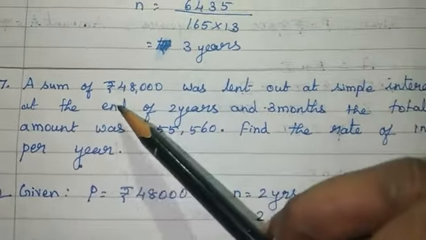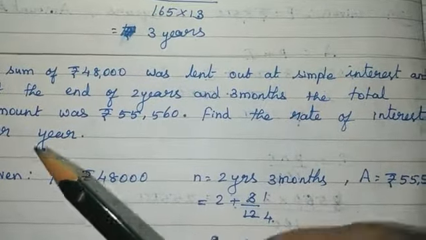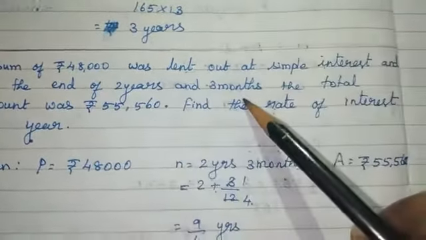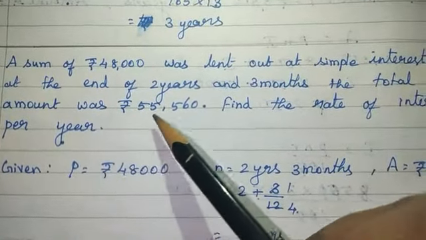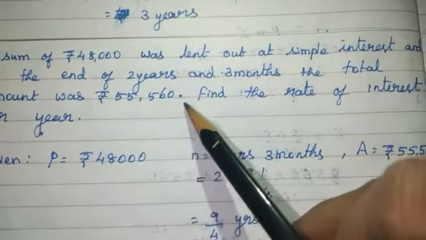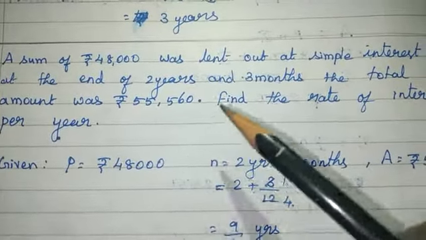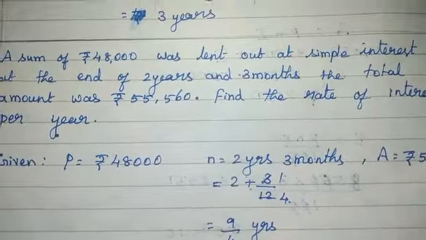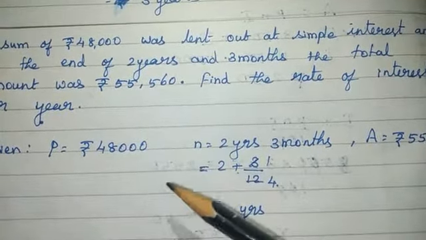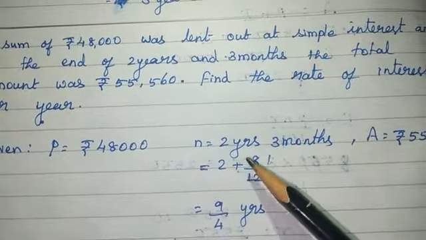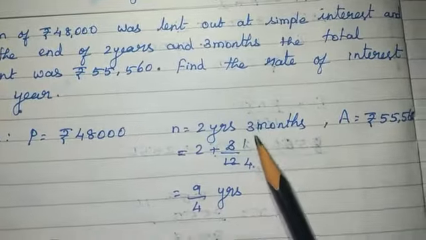A sum of rupees 48,000 was lent out at simple interest and at the end of 2 years and 3 months, the total amount was rupees 55,560. Find the rate of interest per year. This is also the same as the fourth sum. You have to find out the rate of interest, but the number of years is given as 2 years and 3 months. 2 years plus 3 months.